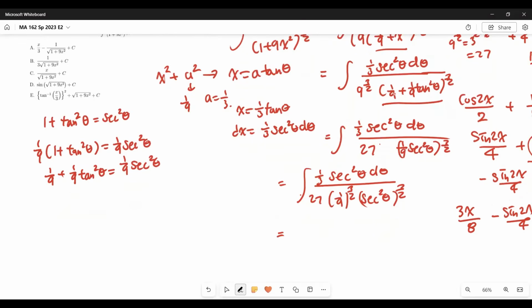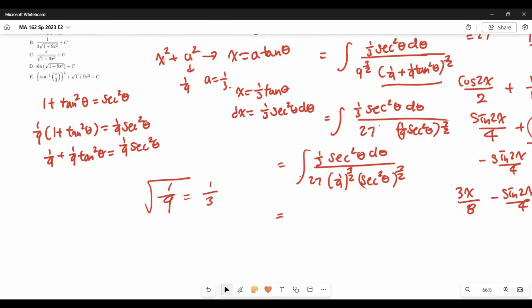And 1 over 9 to the 3 over 2 power: the square root of 1 over 9 is 1 over 3, and if you cube that, it becomes 1 over 27.